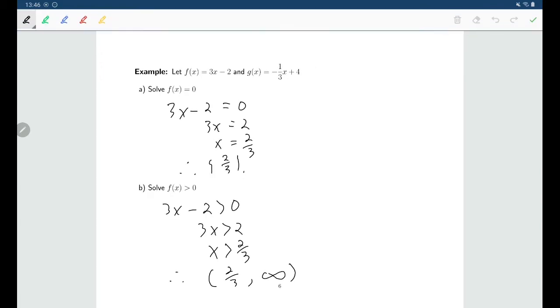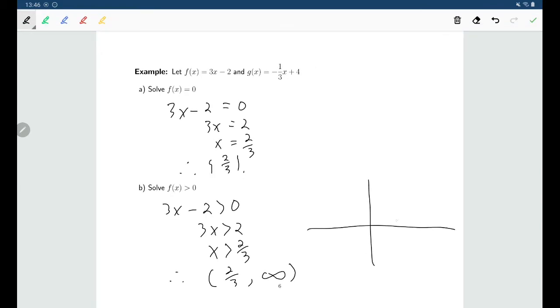So that means that whenever we get to graphing, we should see that our line should, number one, cross the x-axis when x is 2/3, and that when we are to the right of 2/3, this line should be above the x-axis.